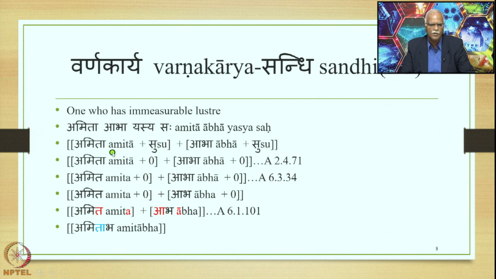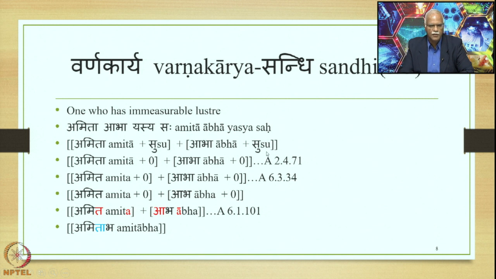And this is the Alaukika Vigraha, and then it assumes the status of a samasa, and therefore these two square brackets denote this particular fact. And there are these two constituents, Abha plus Su as well as Amita plus Su. Amita Abha Yasya Saha. In this case, we apply Supo dhatu pratipadikayoh, and then we delete this Su. There is no Samasanta Pratyaya which is applicable over here.